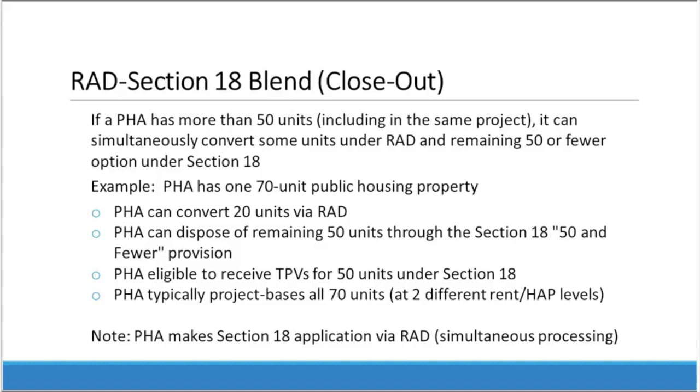You would then, under this scenario, convert 20 units through Rad and 50 units through the Section 18 50 or less. So it's this idea of using the Section 18 50 or less, which can exist by itself. But if you have more than 50 units, you can combine that through the Rad interface and have a project with a blended subsidy mix. So as you're thinking about what might be your last building and how to take advantage of that 50 or less, if you don't have any buildings that are 50 or less, but you've got one that's 65 or 70 units, you can still take advantage of the 50 or less economics and Rad in much the same way.